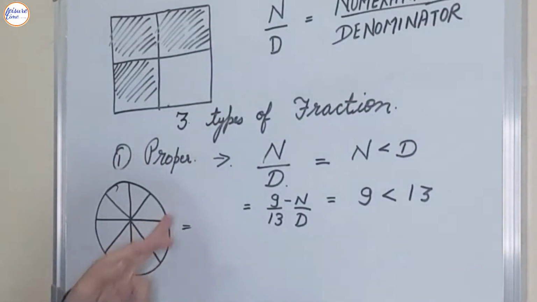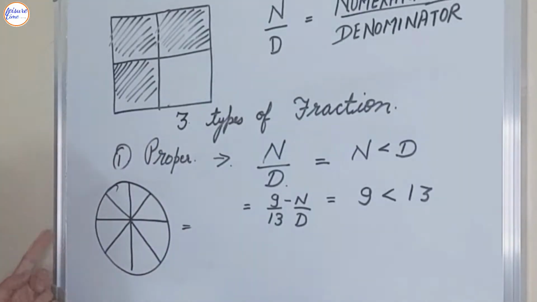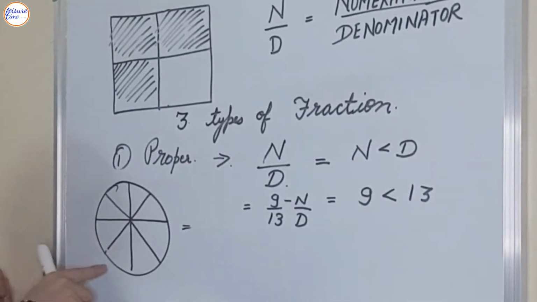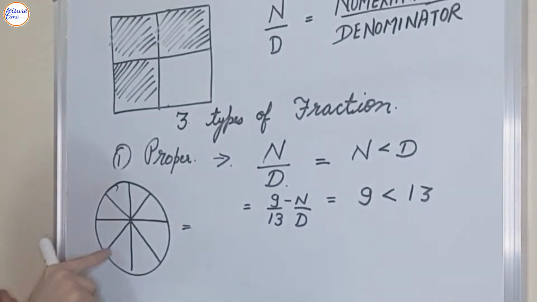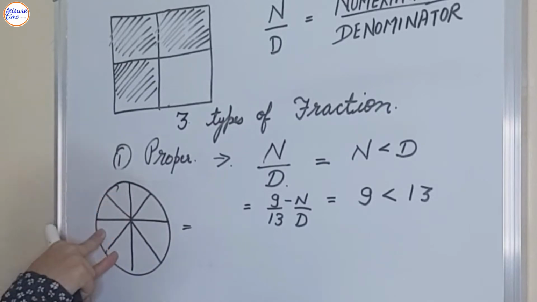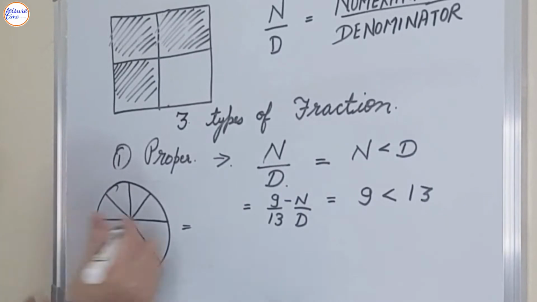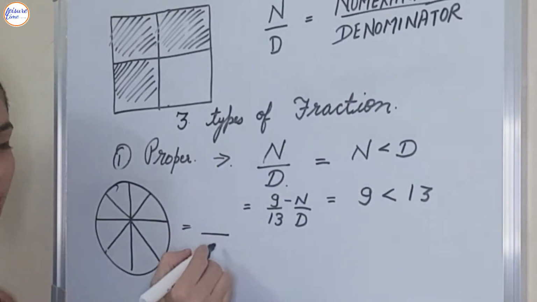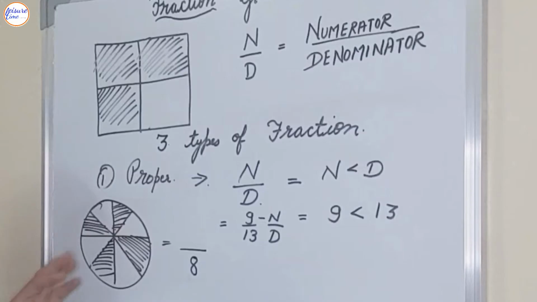I am taking another example for the proper fraction. So I make this circle. In this circle, see, I am going to count. So how many parts are there in this whole? So 1, I am starting from here, 1, 2, 3, 4, 5, 6, 7, 8. So how many total number of parts in this whole? 8, which is called denominator.